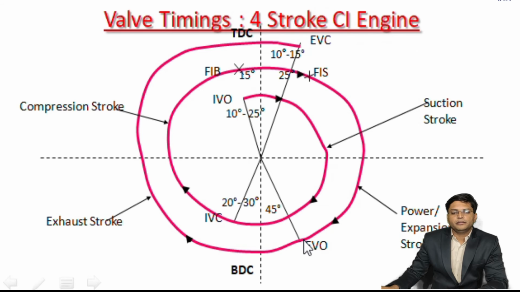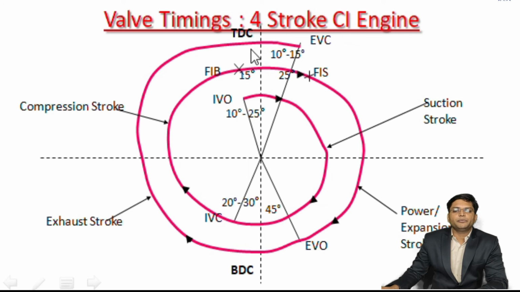At this point, 45 degrees before bottom dead center, the exhaust valve will open, and stays open until 10 to 15 degrees after top dead center. A huge timing has been given to this exhaust stroke because we need to remove all the flue gases from the combustion chamber. So this is the valve timing diagram for the four-stroke CI engine.